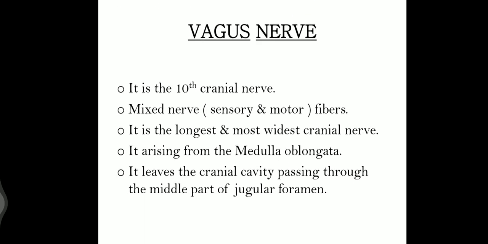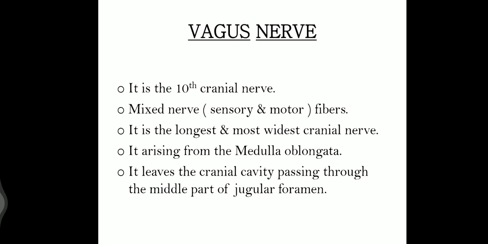Now we will see another content, that is the vagus nerve. It is the 10th cranial nerve, which is a mixed cranial nerve having both the sensory part and the motor part. It is the longest and thickest cranial nerve.